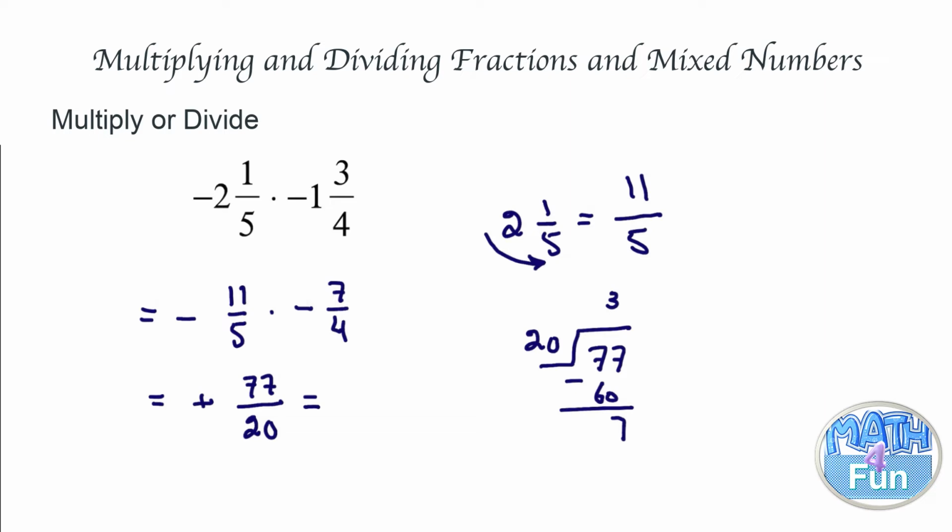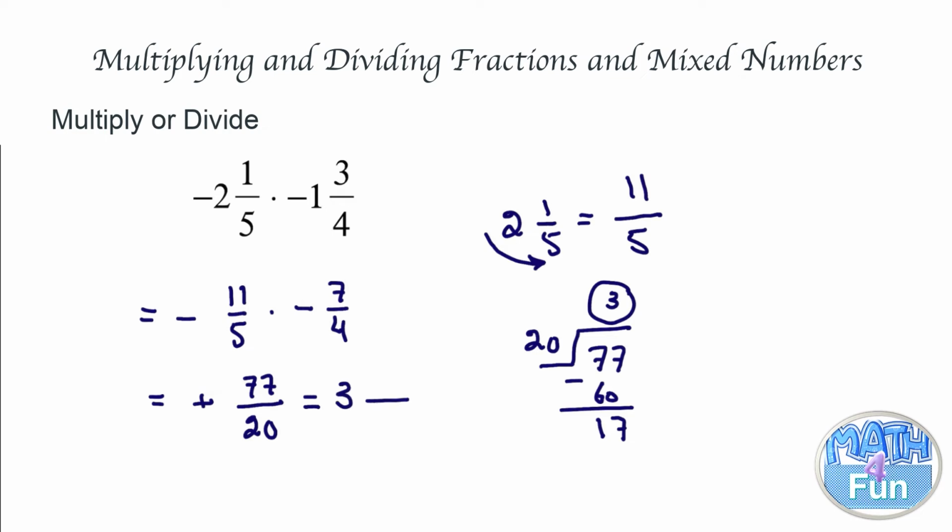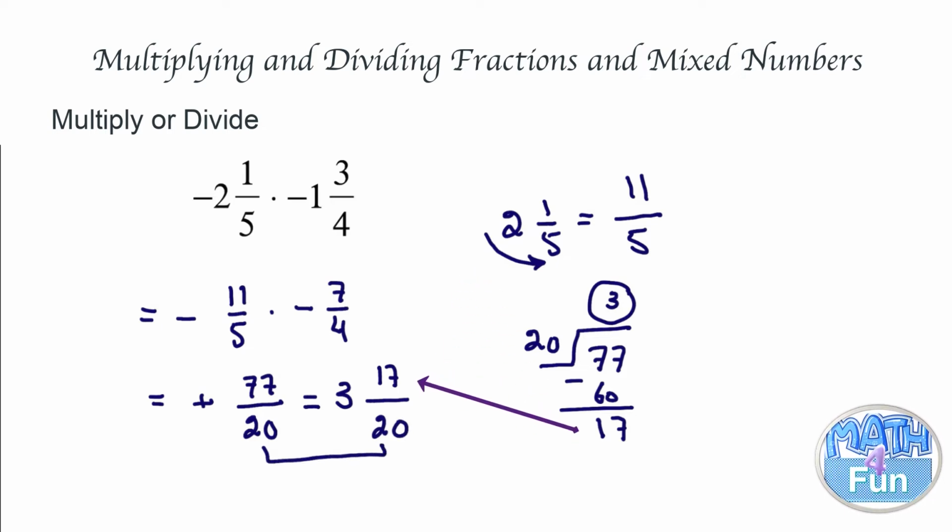7 minus 0 is 7. 7 minus 6 is 1. So the answer is going to be 3, which is equal to 3 here, and the remainder is 17. We write 17 over 20. Remember, 20 should stay, and here is the remainder.